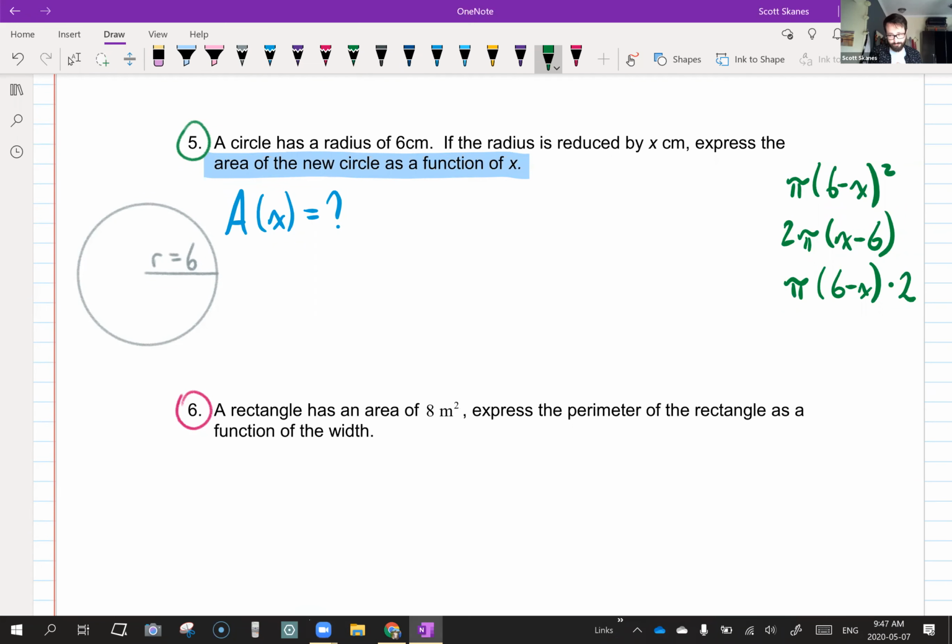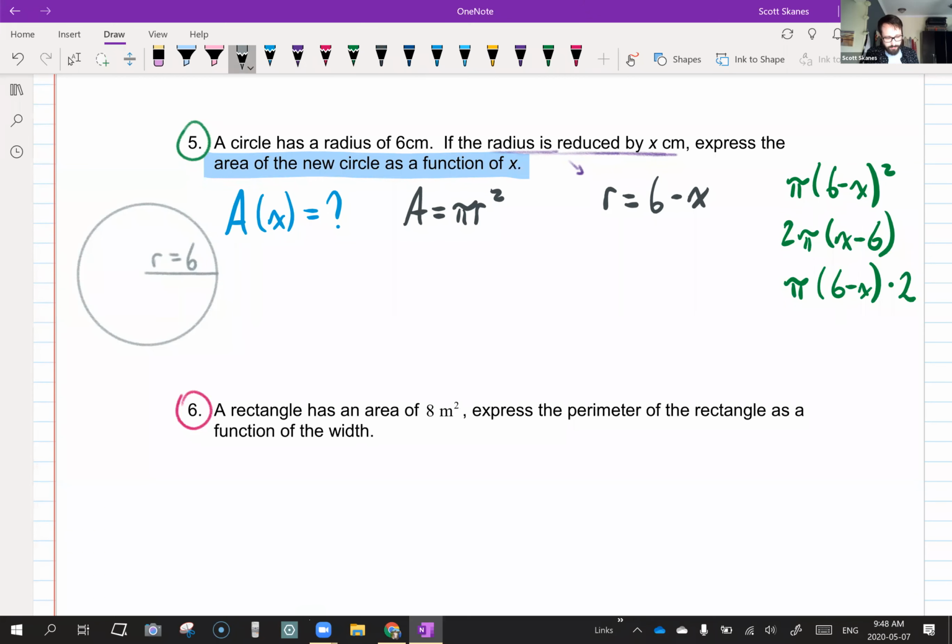The first one is correct, and I'll show you why. First of all, we have our area equation. Area is simply pi r squared. If we want it in terms of x, we of course need to replace the r. So I'm just going to go hunting for a second equation. Here it says the radius is reduced by x centimeters. So it's originally 6, it's reduced by x centimeters. So that's where that comes from.